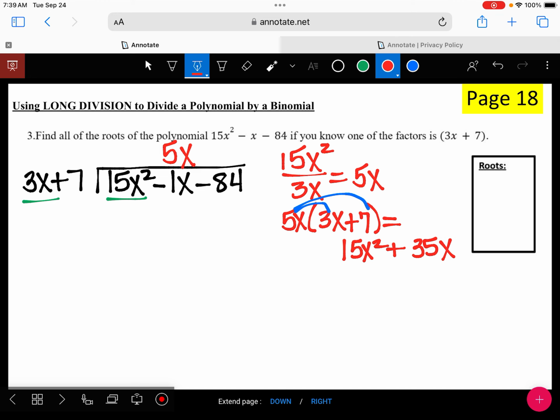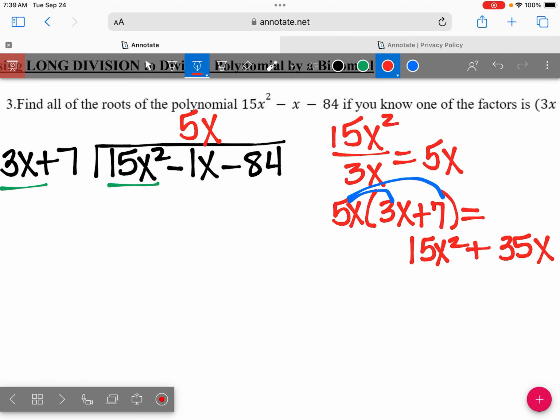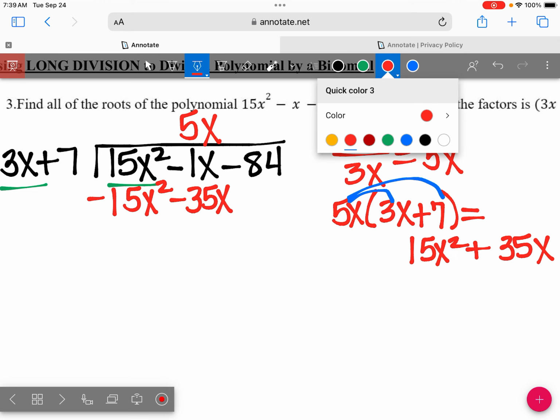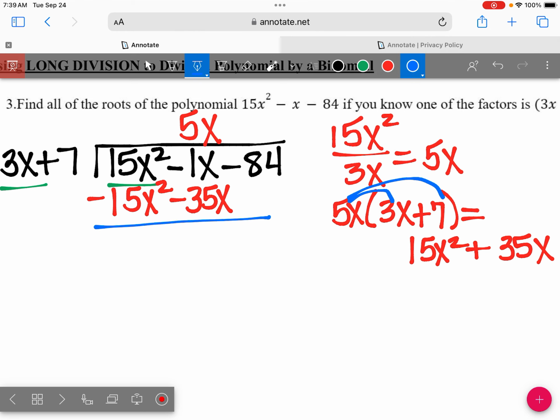Then slide it over. But remember, when you slide it to the left, you have to do a change. We have to change both signs. So do you see how this is positive and this is positive? We're going to change them both to a negative and a negative. So that would be a negative 15x squared and a negative 35x. So this cancels out, and we have negative 36x minus 84.